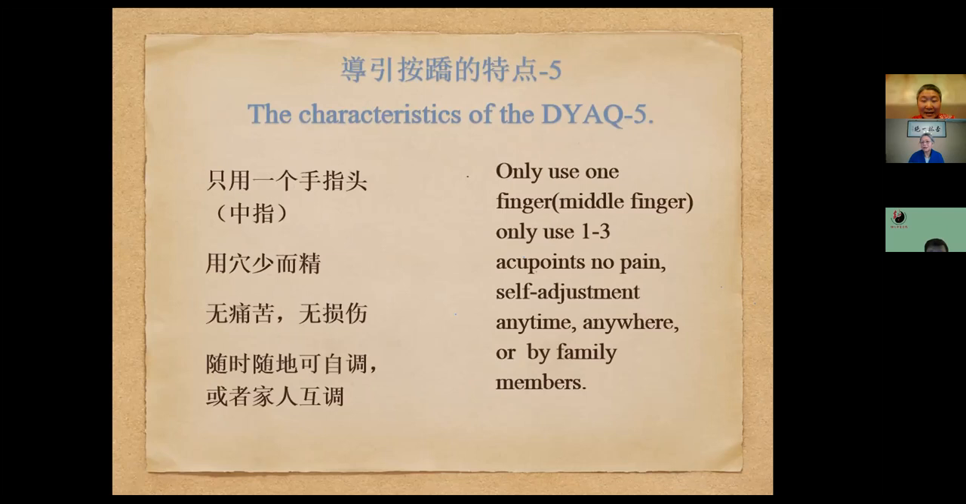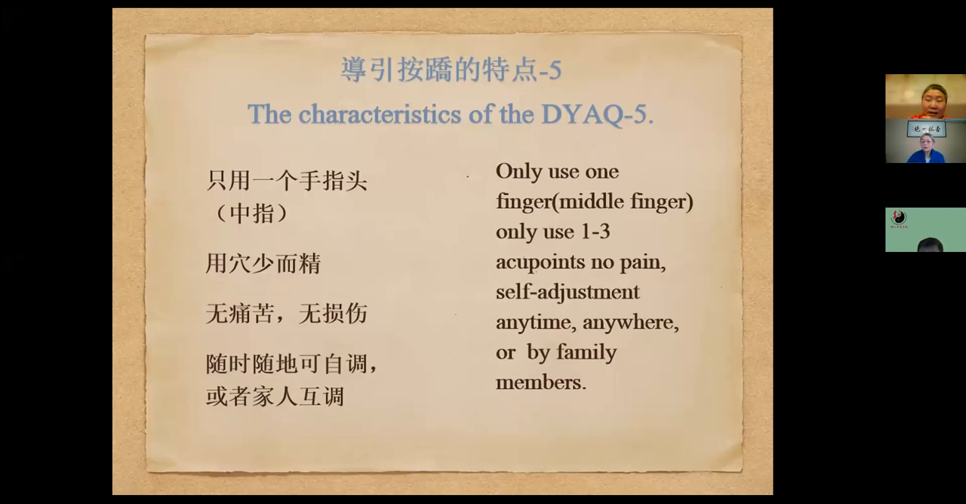And then overall we can conclude. 导引按跷, we only use one finger, the middle finger. Why do we use the middle finger? Because the middle finger is in the middle. We go middle, go moderation and balance. 中, the middle means balance. And only our middle finger, the 中冲 point, can transfer our qi to the patient.